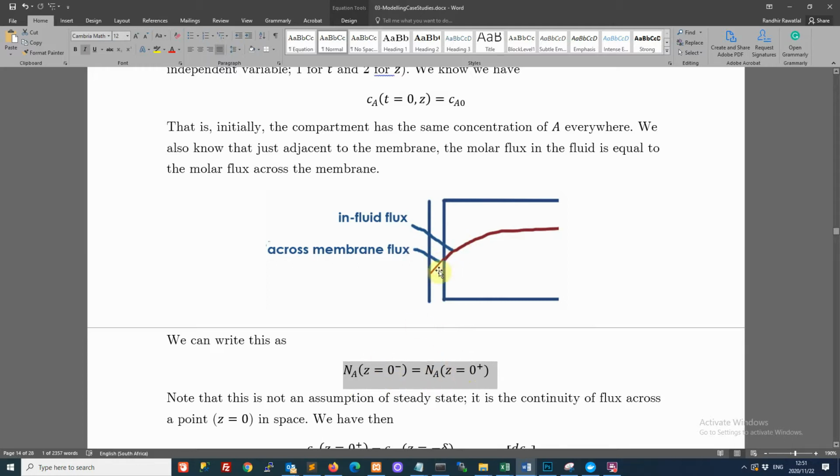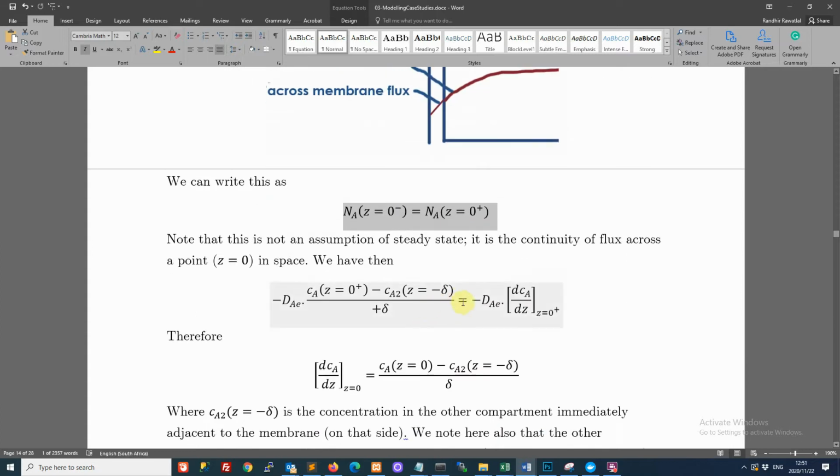So the flux on the left-hand side here, we know is going to be this. If you go back to the previous section, in fact it was the first problem in tutorial 3, we showed that for no convection, we had a linear profile, so we could just take the difference in concentrations divided by the distance, and that was basically our flux. So this is the flux through the membrane, and that's equal to the flux just inside the compartment. So that's what we have.